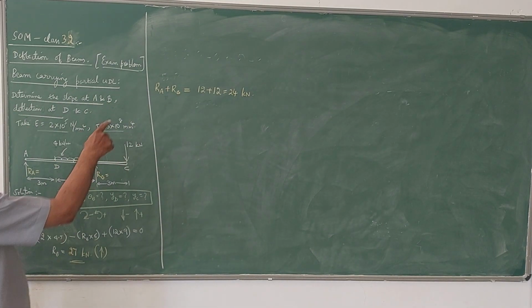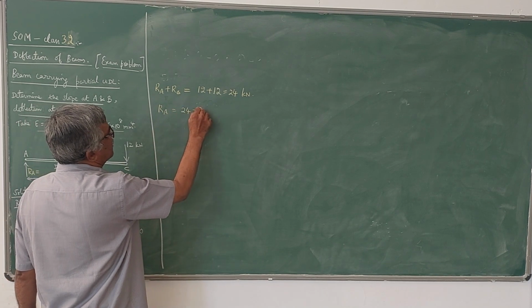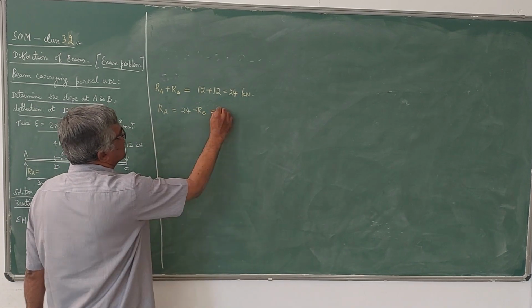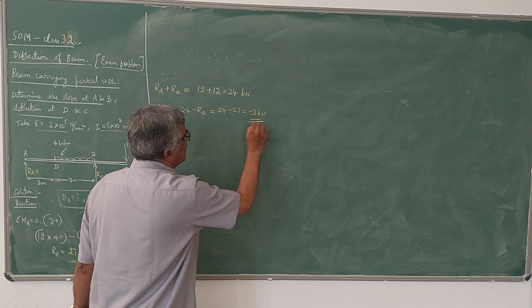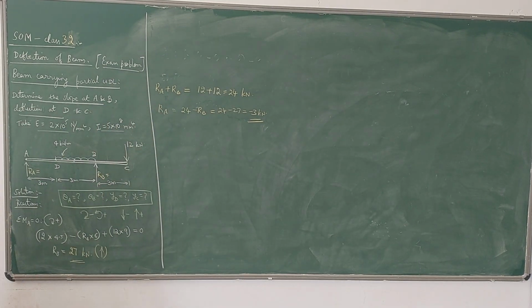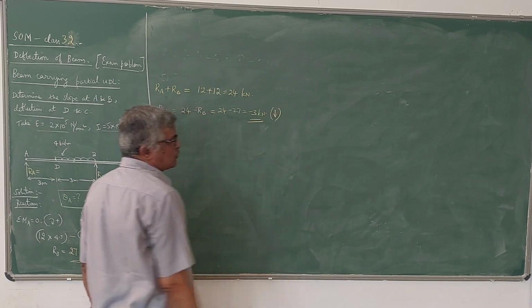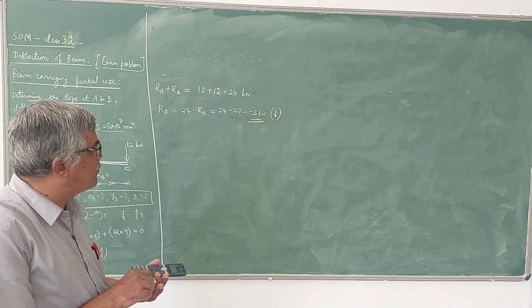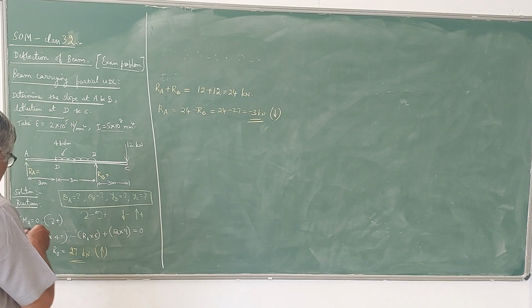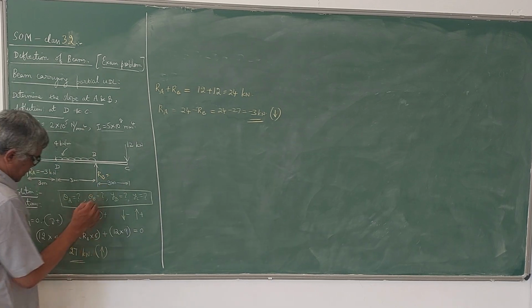Now here RB is known, therefore RA is equal to 24 minus RB. You can see here 24 minus RB, that is 24 minus 27. You are getting minus 3 kN. Please note that in this problem you are getting RA as negative. Negative means the assumed direction is wrong, so it is downward. If you get a negative value for the reaction, then it will be in the opposite direction. So RA you are getting minus 3, whereas RB you are getting plus 27.